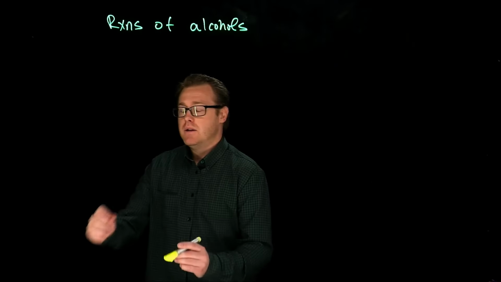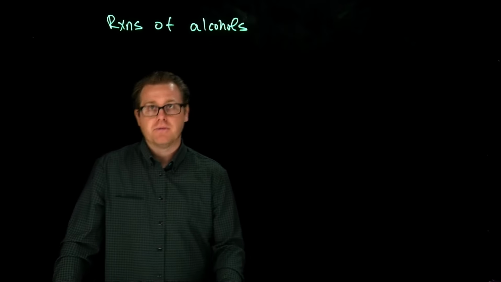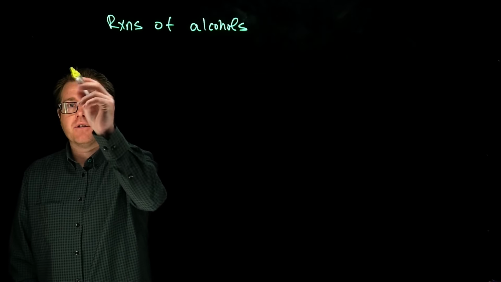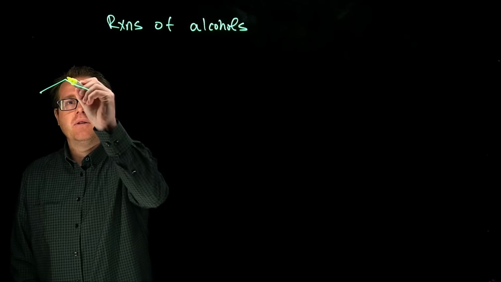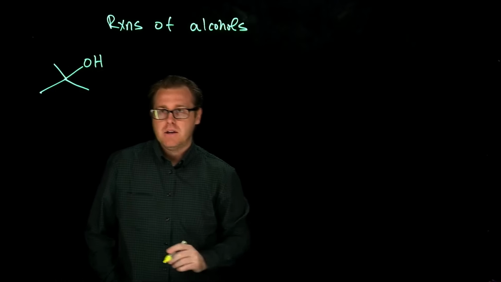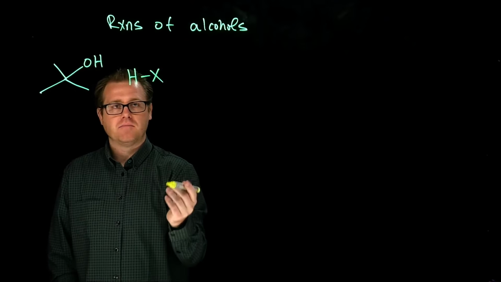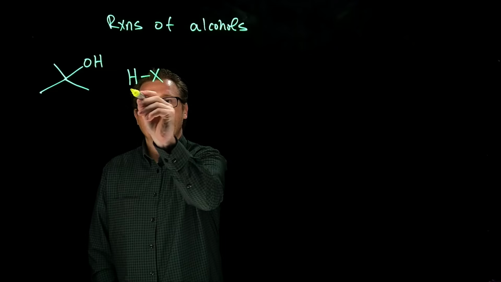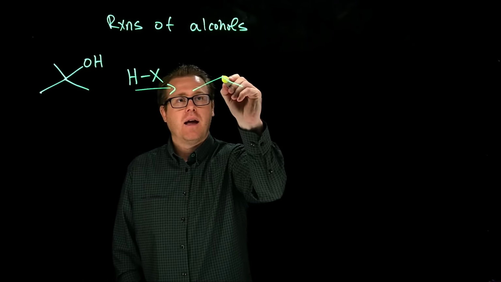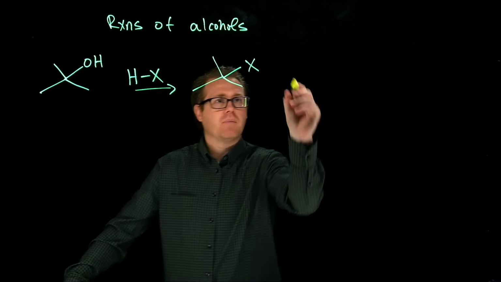Hello class. We're now going to take a look at reactions with alcohols. So let's take a look at a tertiary alcohol first. So what if we had a tertiary alcohol that looked like that? Recall when we treat it with HX, we can get the OH right here to leave, and then we could make ourselves a tertiary alkyl halide.